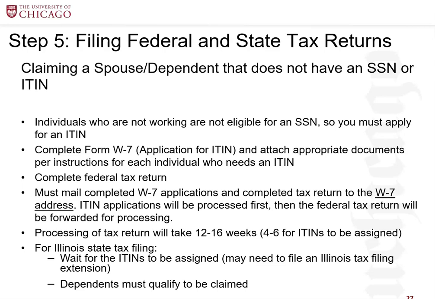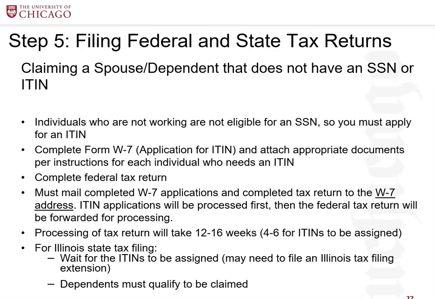They will process those ITIN applications first and then forward the federal tax return on for processing. So processing of the tax return in total will take approximately 12 to 16 weeks. That's just a historic number that we've seen in prior years. It only takes about 4 to 6 weeks for the ITINs to be assigned, but by the time that they're assigned and the return is forwarded for processing and then finally processed, it takes about 12 to 16 weeks.